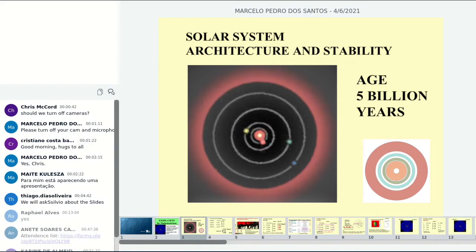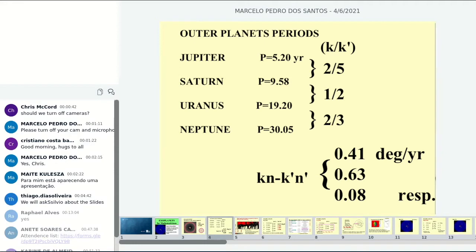Our solar system is very old. Its age is 5 billion years. The four planets I told: Jupiter, Saturn, Uranus, and Neptune. Next slide, please.